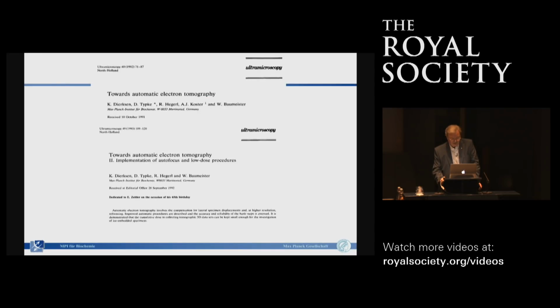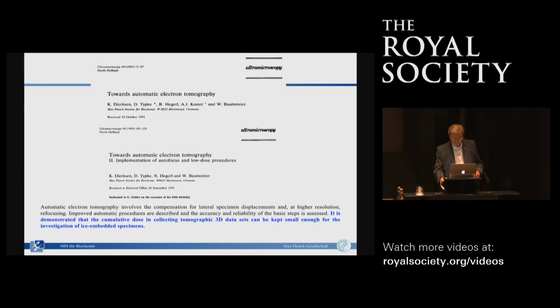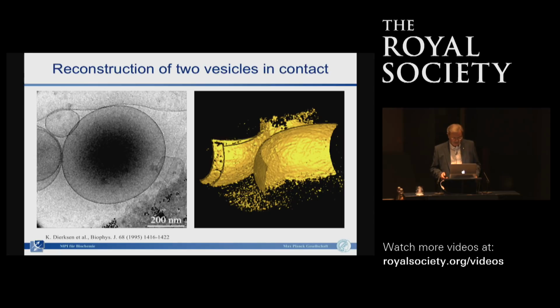Now, we began to work on the automation of electron tomography in the late 80s. At that time, this was not just a matter of software, also hardware had to be built in order to enable doing it. And it was basically in '91, '92 that we could show that the cumulative electron dose in collecting tomographic 3D data sets can be kept small enough for the investigation of ice-embedded specimens. This was the first cryotomogram we published, something as trivial as lipid vesicles embedded in ice. But it showed that in principle this is possible.